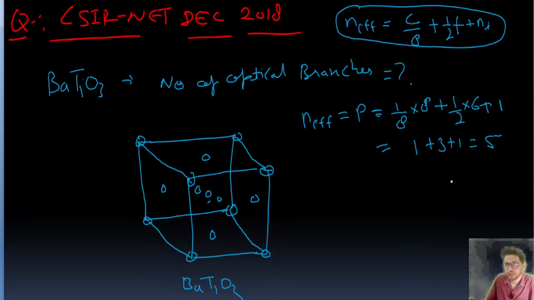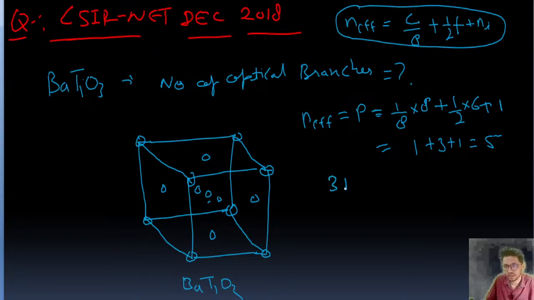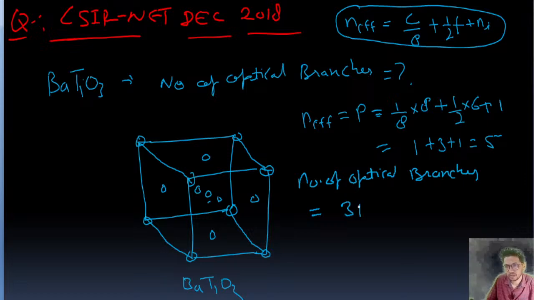Now there's a trick. It's a 3D crystal, and for getting the number of optical branches in 3D, it is 3p minus 3, simple. So the number of optical branches is 3p minus 3, which is 3 into 5, because N effective is 5. 3 fives are 15, minus 3, that is 12.